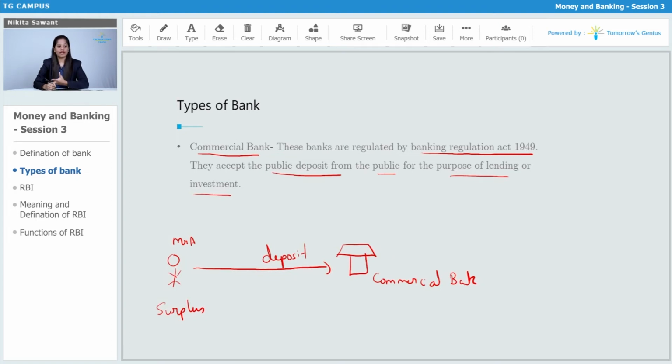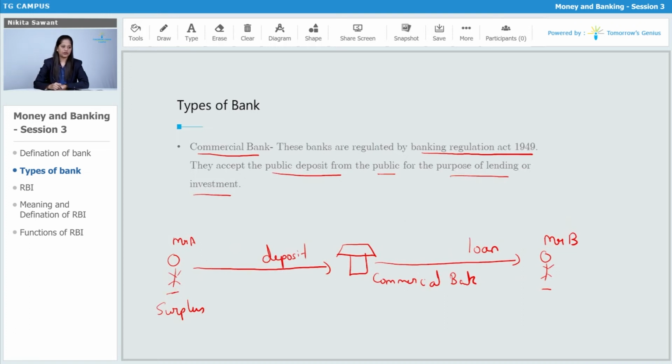Now commercial bank will use that same money to give as a loan to some other person who is in need. So for example, let's assume person B wants a loan. So commercial bank will give that money as a loan to person B. Now Mr. A is in the assumption that his money has been deposited, so he can check the balance whenever and wherever he wants. So he can view the balance of what money he has deposited. And Mr. B thinks that bank has given a loan to him from bank's own money.